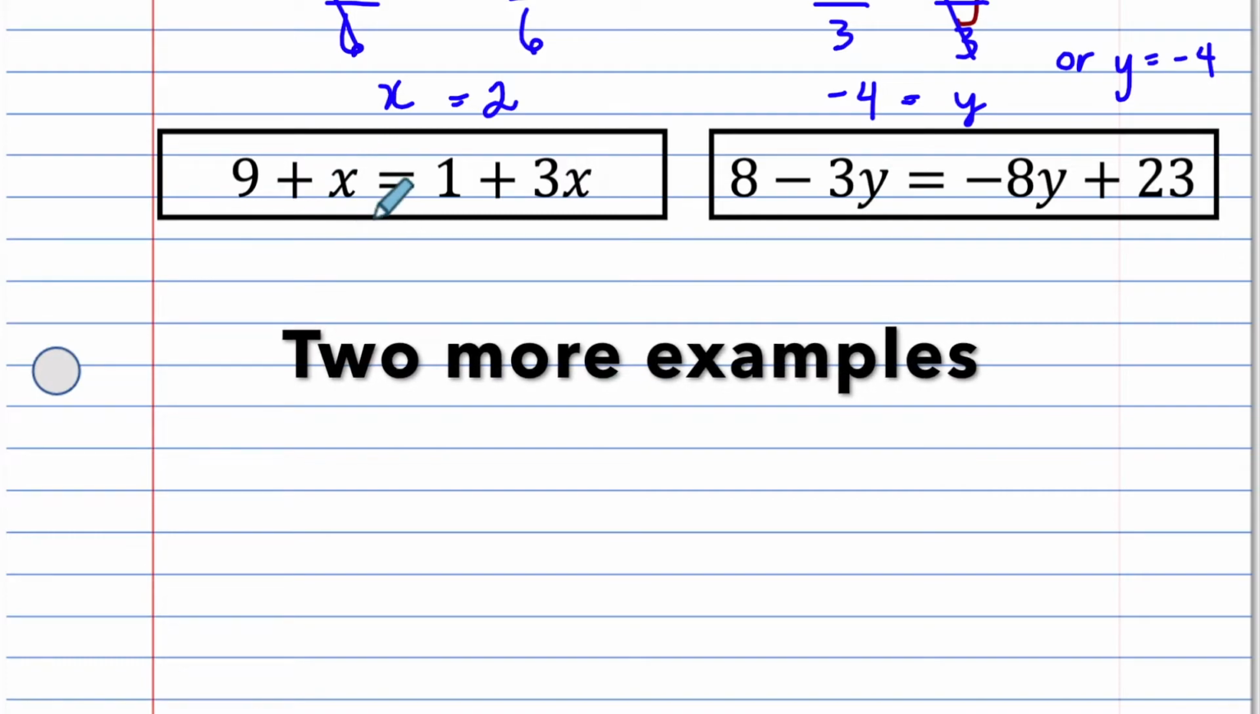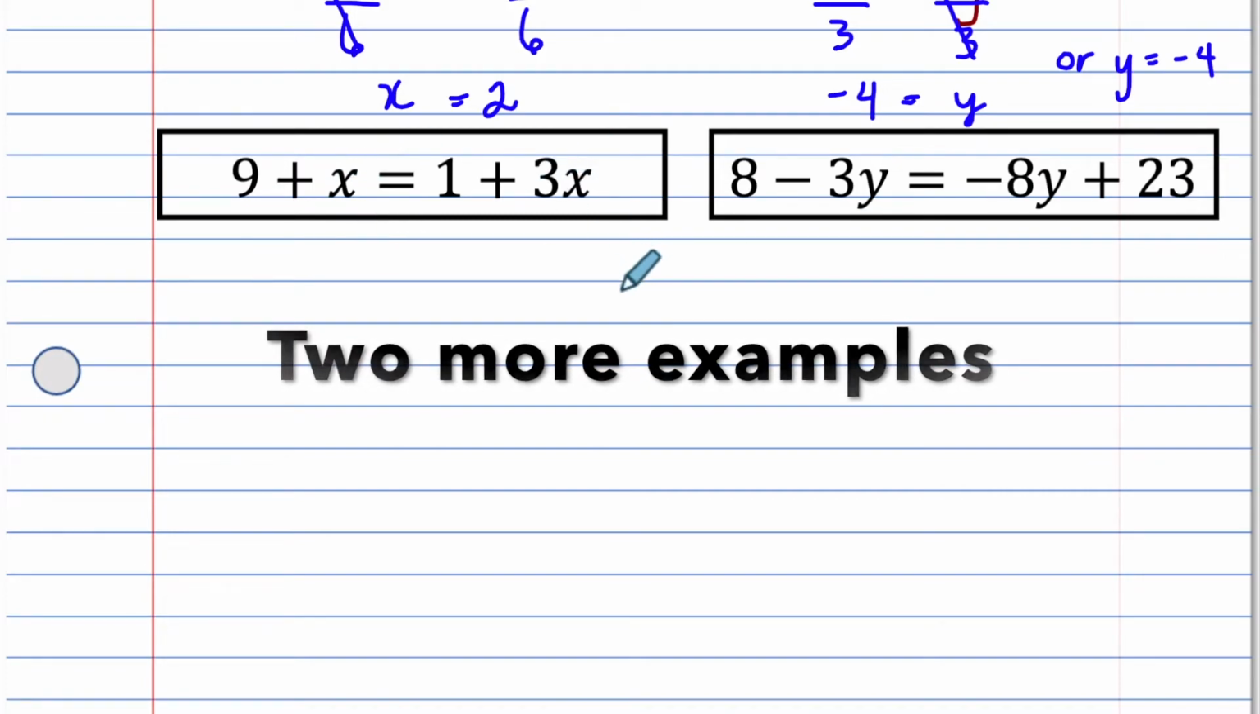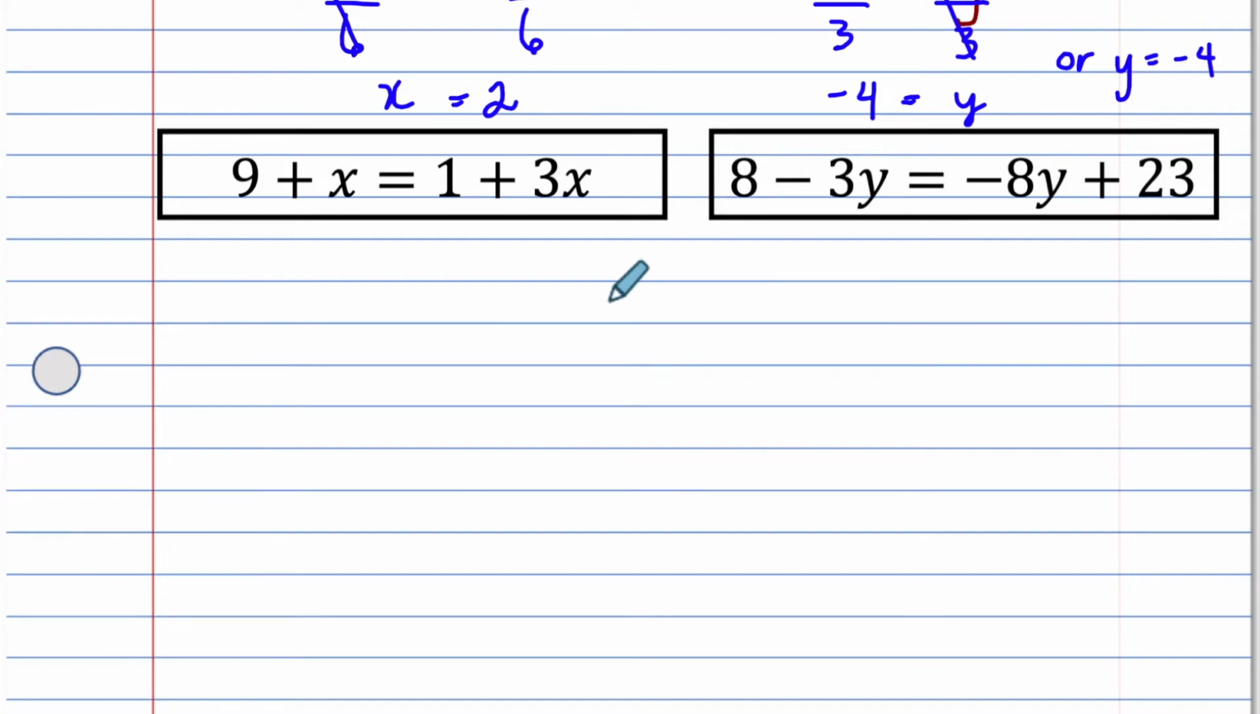We have a variable on either side of the equation, and that's okay. It just means we have 2 ways to solve this question. The first way is to look at this x and subtract x both sides of the equation. Because when we do that, this gives us a 0 pair. We're left with 9 is equal to 1 plus 2x.